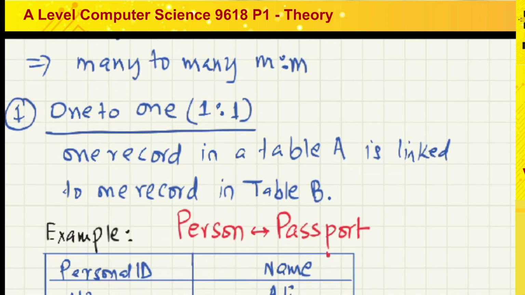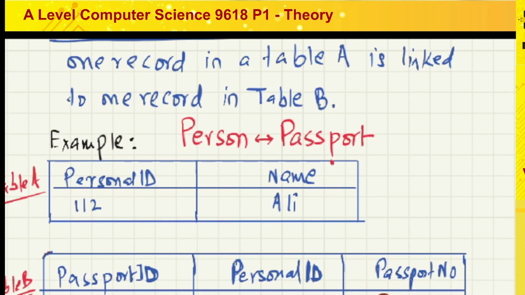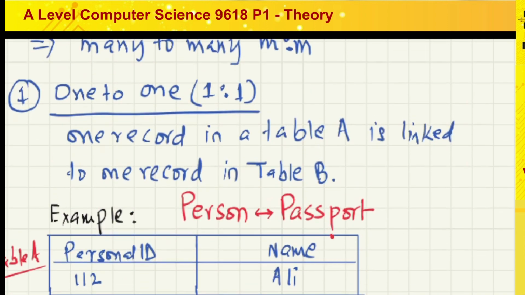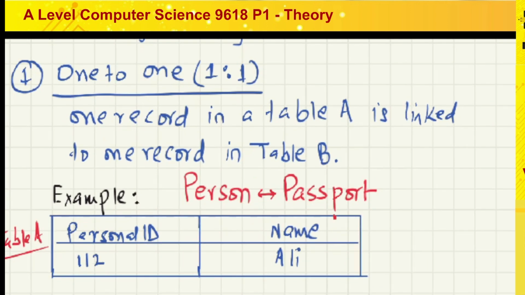A one-to-one relationship is when one record in table A is linked with one record in table B. All right, so this is table A, and this is table B. Now you can see in this example, this is a one-to-one relationship. We'll assume this relationship is between a person and their passport. One person will have one passport.